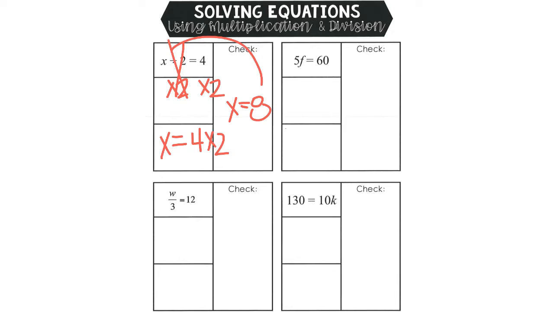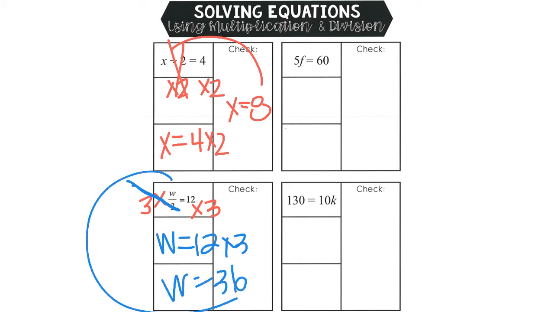To solve w over 3 equals 12, remember that w over 3 is still just a division problem. So all I'm going to do to cancel that division out is multiply the left side by 3, multiply the right side by 3. When I do this, I'm going to cancel out the 3s on the left, so I'm just left with that w. And that's equal to 12 times 3. And 12 times 3 equals 36. If I plug 36 back in, 36 divided by 3 is 12.